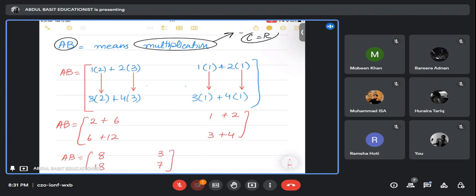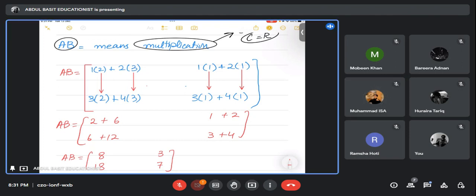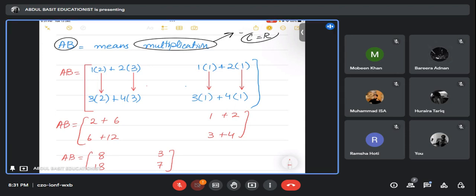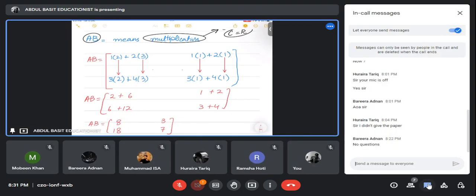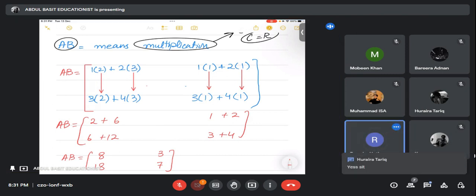Understand, everybody? Do you want me to solve one more question? Sir, I understood. Very good. Okay. Anyone else? Barira, did you understand, beta? Yes, sir. Sure? Huraira, beta, did you understand? Huraira, yes or no? Ramsha, do you understand this? Yes, sir. Okay, that's good.